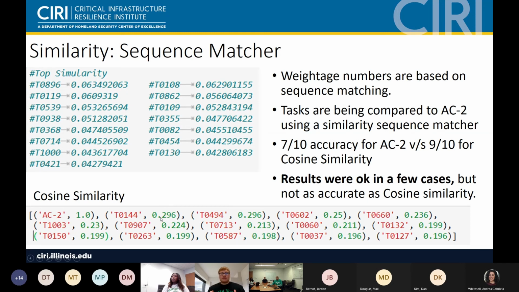So through this, we found that it was kind of accurate, not great. It wasn't working as well as the cosine similarity, and we didn't find it as accurate as the cosine.